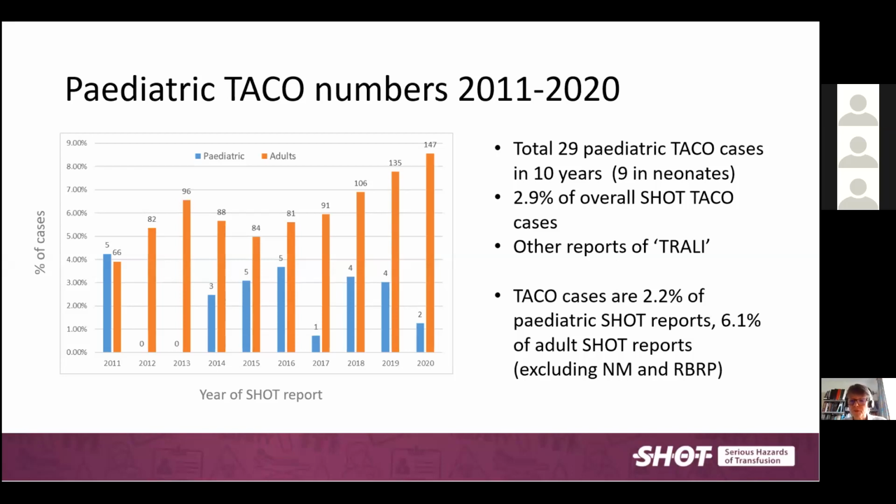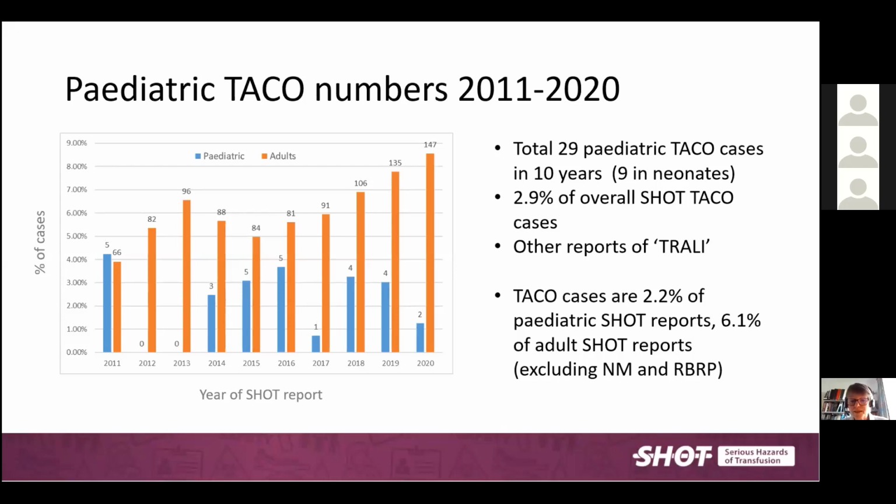Overall, over the last 10 years, this slide shows the relative percentage of paediatric TACO cases compared to adult TACO cases. The paediatrics are in blue and the adults are in orange. And overall, the paediatric TACO cases are 2.2% of paediatric SHOT reports, whereas for adults it's a higher percentage at 6.1%. But this could be because we have relatively higher proportions of some of the particular errors in paediatrics.